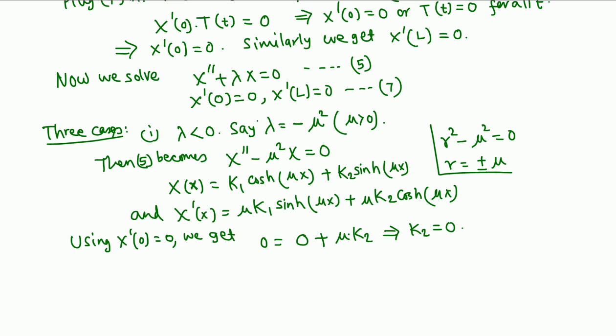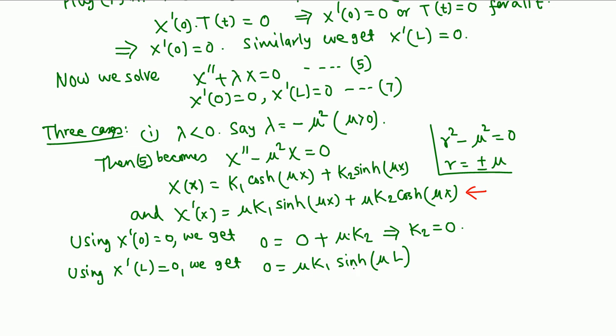Okay, using the first boundary condition, let's use the second one. Using X prime at the right end, L, equals 0, we get X prime at L equals 0. Since k2 is 0, we don't have to consider the second part, so we have mu k1 sine hyperbolic mu L.